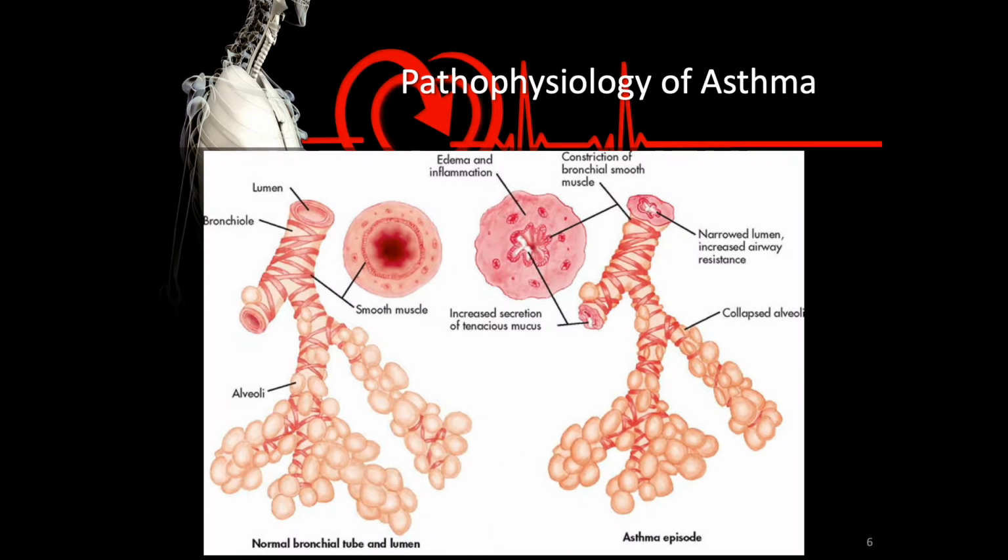And this image highlights some of those changes. Not only the inflamed airway itself, but the bronchial constriction that occurs because of the hyperresponsive airways.